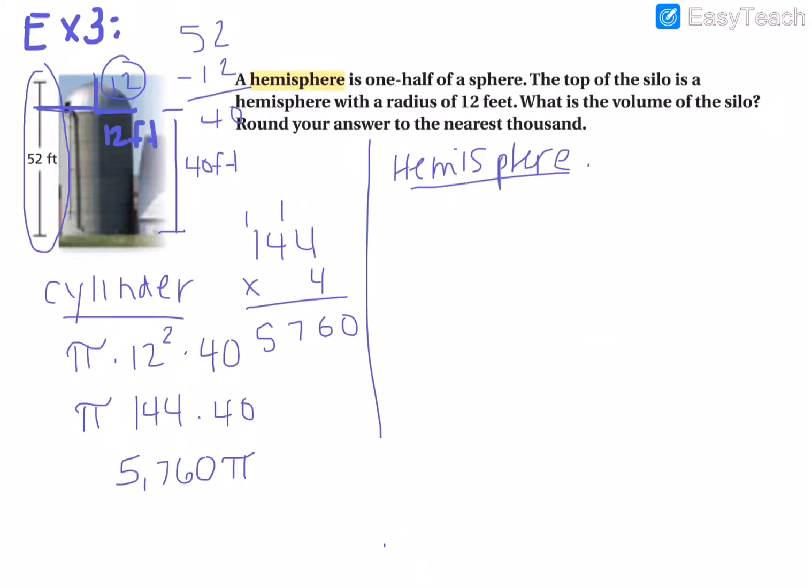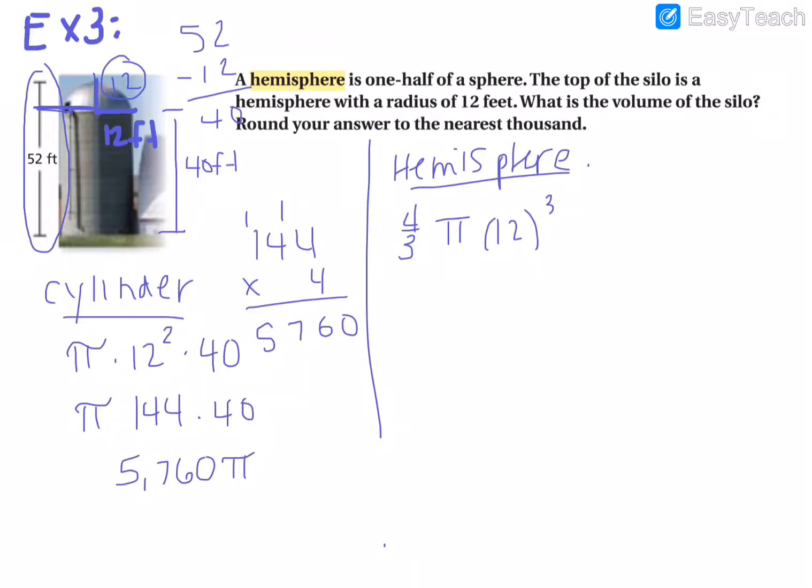Okay, so we're going to do 4/3 pi times radius, times 12, which is our radius, cubed. And then we know that we're going to have to cut that in half, so you can either multiply by 1/2 or you can divide by 2 in the end. I think I am going to see what numbers I get first before I decide.